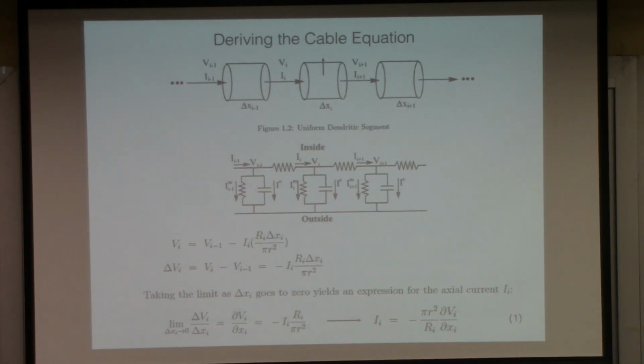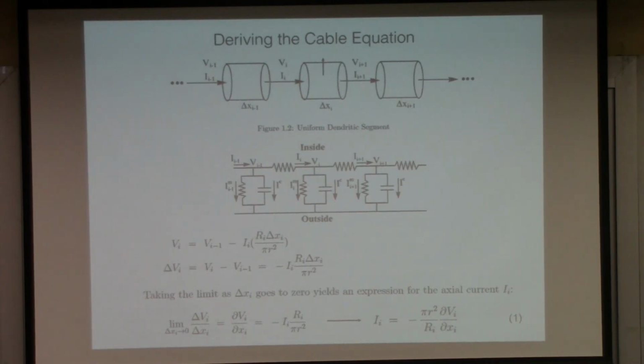Our goal today is to derive the cable equation and then solve the cable equation for voltage as a function of space and time, so that we can use it to understand how neurons signal within their dendrites. So we're going to go to work on the cable equation now. This is where we left off Wednesday.